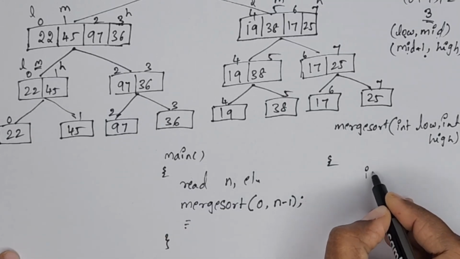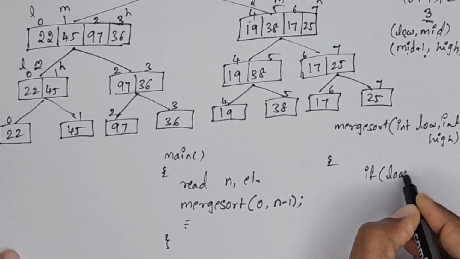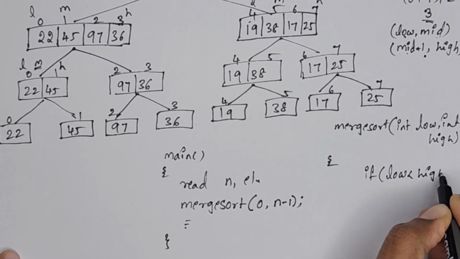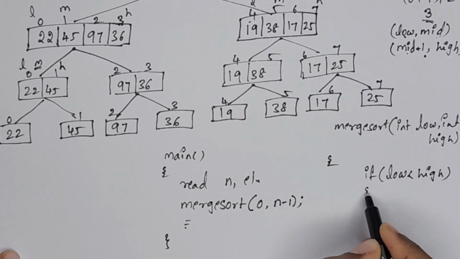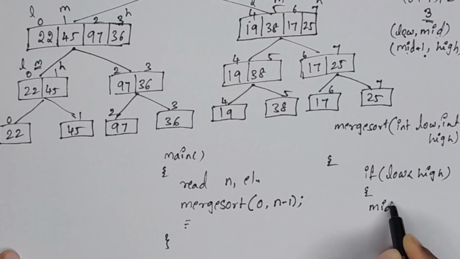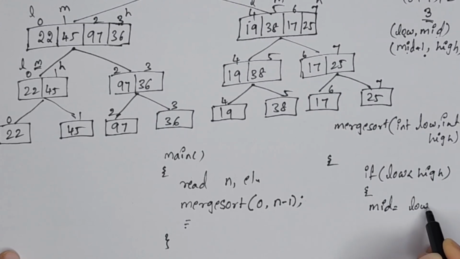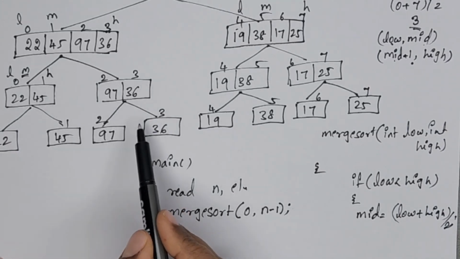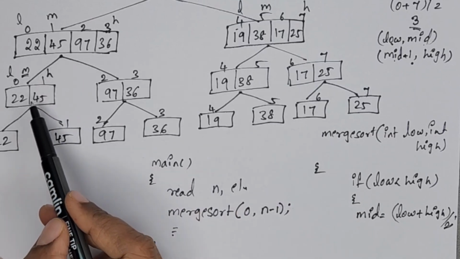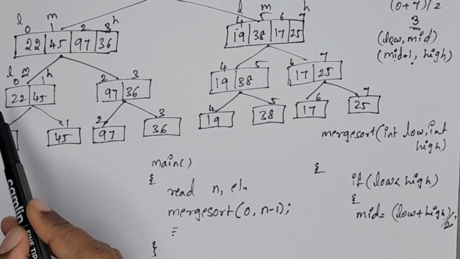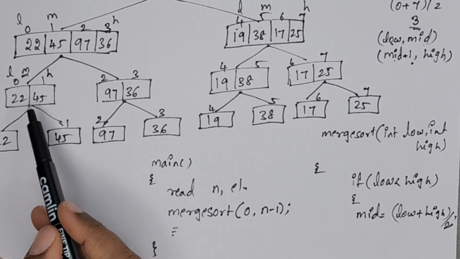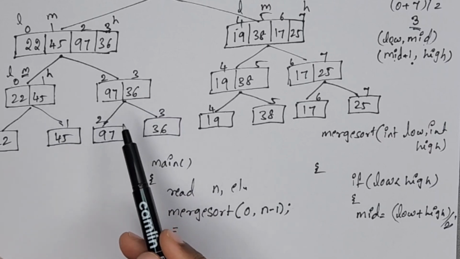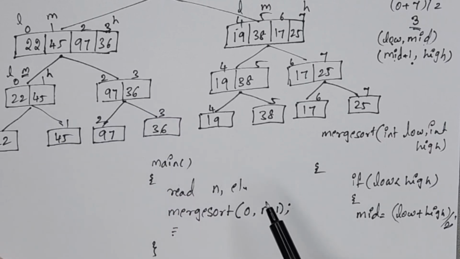If low is less than high, or low is not equal to high, then calculate the mid value. Mid equals (low plus high) by 2. Like this we calculate mid, and next, repeatedly we are doing the same thing. Until the list has one element, we calculate the mid value and divide the array into two sub arrays. So it is a repeated task.